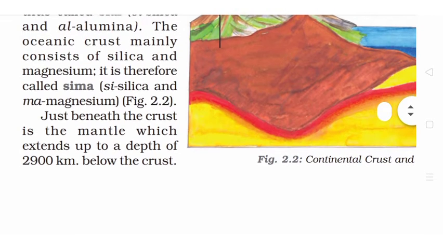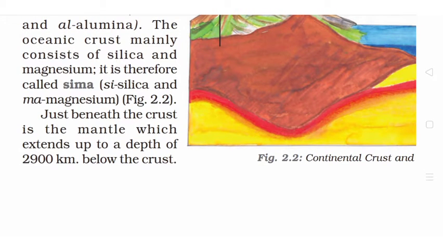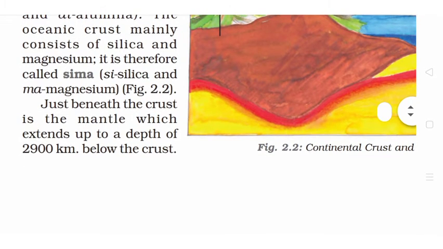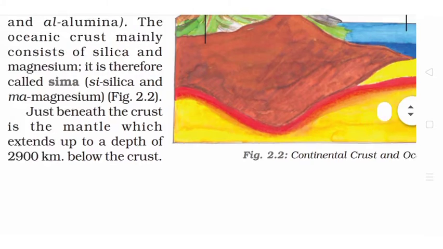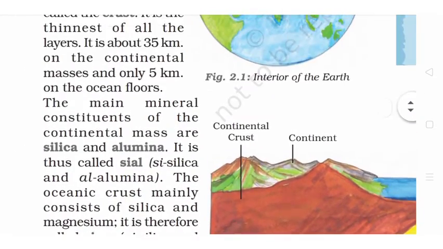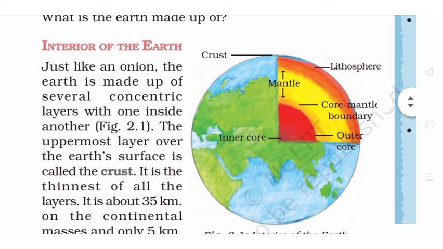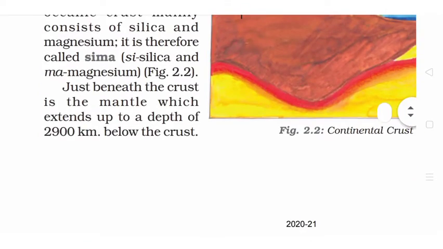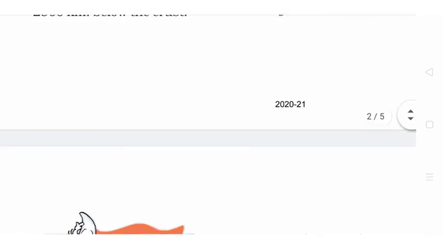Just beneath the crust is the mantle, which extends up to a depth of 2,900 km. Just below the crust, we can see the mantle comes, and it extends to a depth of 2,900 kilometers. It is 2,900 kilometers thick below the crust.